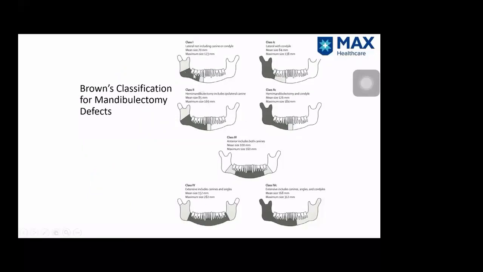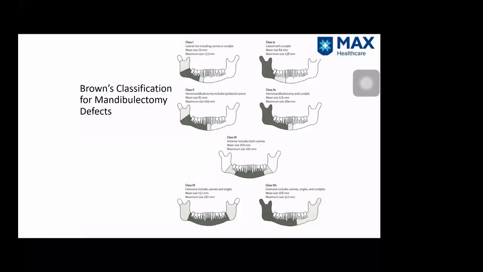So class 1 would be only the angle is going, 1C would be with the condyle. So any place where C is added means the condyle is also going. Class 2 would mean that 2 pivot points are going, so 1 angle and 1 canine. Class 3, both canines are going. Class 4 means canines as well as the angle. And 4C, of course, includes the condyle as well.